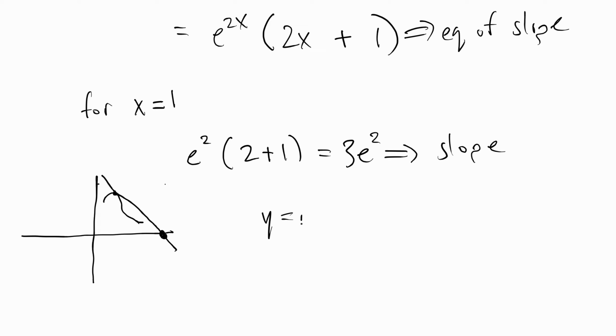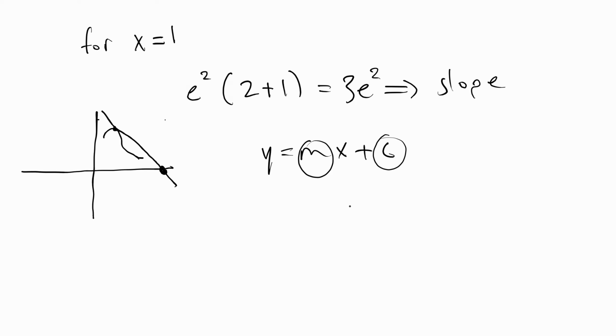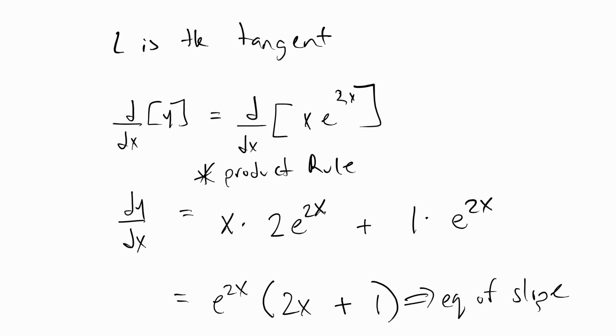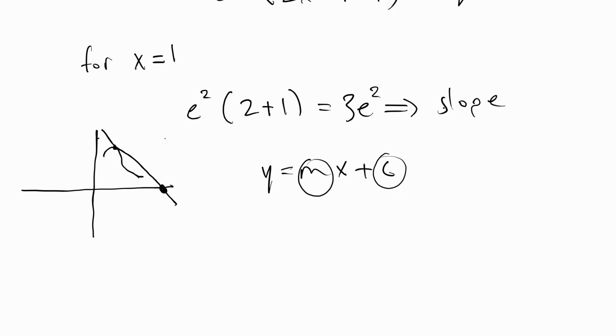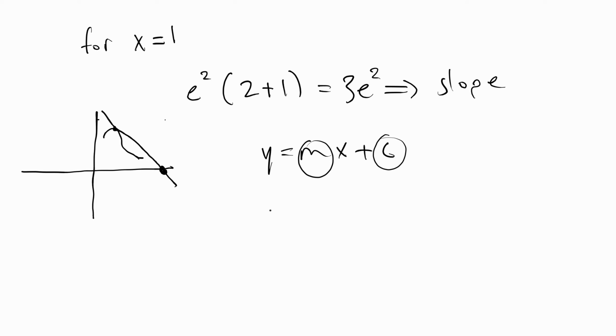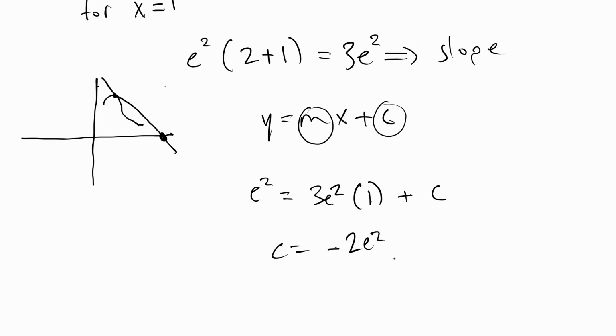That would be something in the form y is equal to mx plus c, where we know m, and we need to find c. m is our slope. So how do we find c? Well, we have a point, (1, e squared), so we know both the x and y coordinates of this point. We can substitute that in to solve for c. So y is equal to e squared, m is equal to 3e squared, and x is equal to 1. So c is equal to negative 2e squared. That's the value of c.